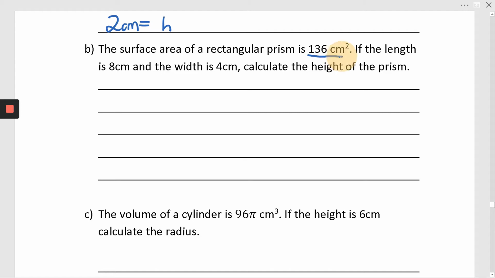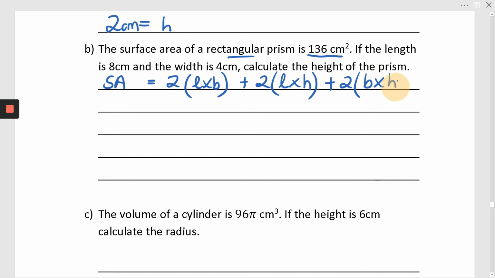Then we get told the surface area equals this amount. Now for the surface area, you can use the formula, and I'm going to give you another way of looking at it. My surface area for a rectangular prism is 2 length times breadth plus 2 length times height plus 2 breadth times height. I haven't shown you this formula before, but it is another way of looking at surface area. I'm told that the surface area is 136 square centimeters. I'm not going to put units in until the end.